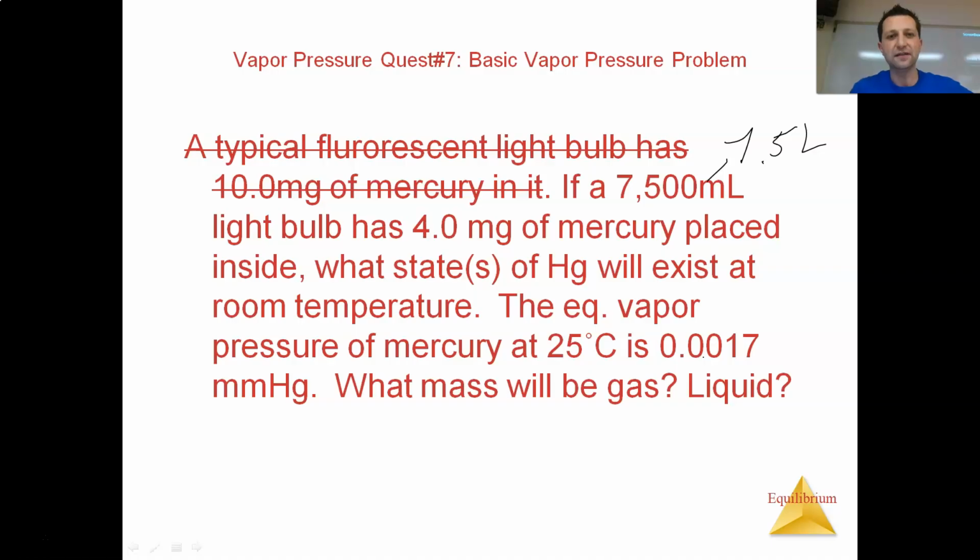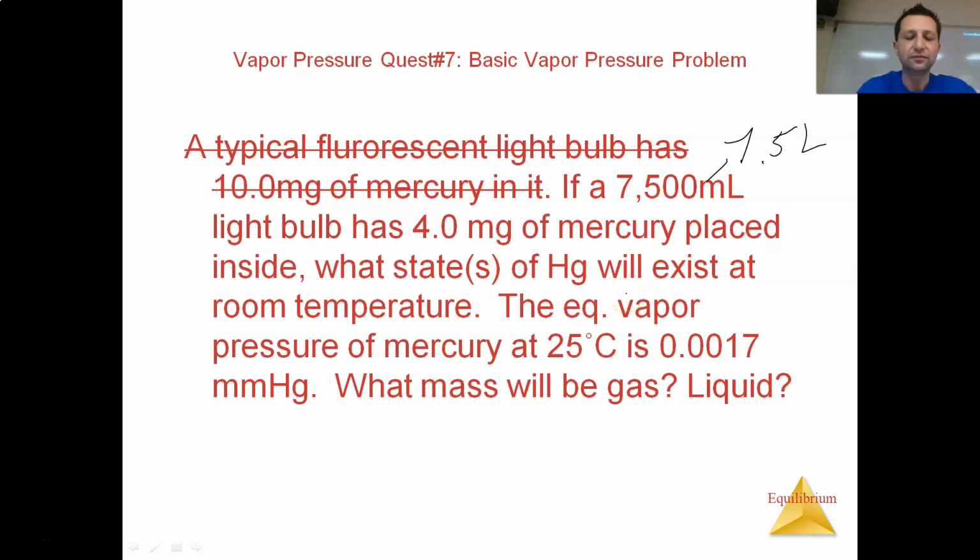For this one, I crossed out that beginning part because it's not really relevant information. It's just a fun fact, I guess: a typical fluorescent light bulb has 10 milligrams of mercury in it. Let's focus on what we actually have though. There are a couple ways to solve this. I want to know what states of mercury will exist at room temperature in this light bulb.